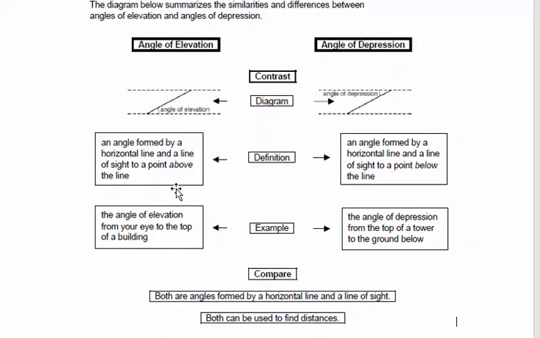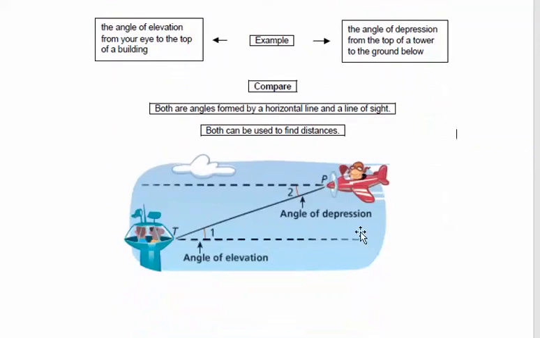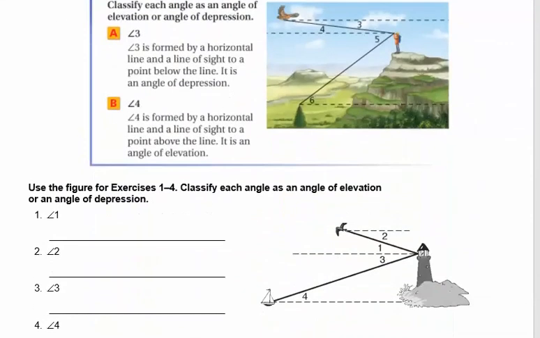An angle of elevation is formed by a horizontal line and a line of sight to a point above the line, and an angle of depression is the angle formed by a horizontal line and a line of sight below the line. So make sure you know which one is which, and there are some examples there and another picture. And then the first few questions are just asking whether it's an angle of elevation or an angle of depression.